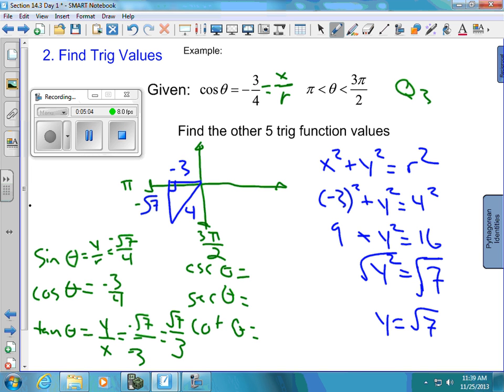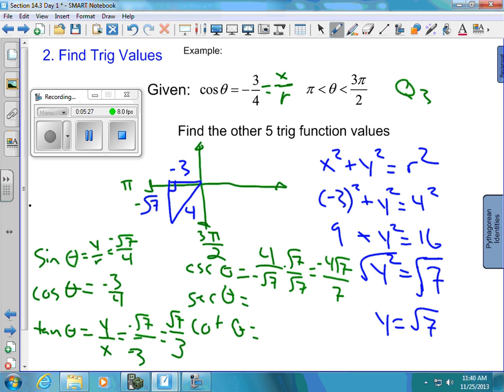Cosecant, to finish it off, once we have those three, we just flip these. If this would be 4 over negative square root of 7, we multiply by square root of 7 on the top and on the bottom to get 4 square roots of 7 over 7, and obviously this is still negative.